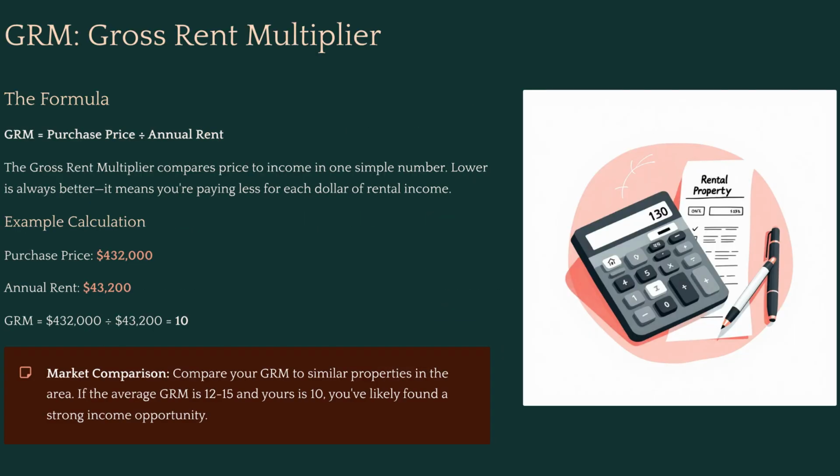GRM, gross rent multiplier. The formula is simple. GRM equals purchase price divided by annual rent. A lower number is better. It means you're paying less for each dollar of income. Example, a $432,000 property renting for $43,200 per year gives you a GRM of 10. If the market average is 12 to 15, you've likely found a strong deal.